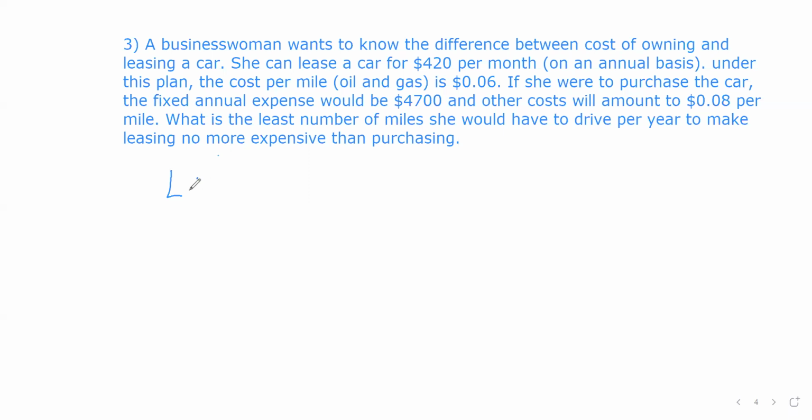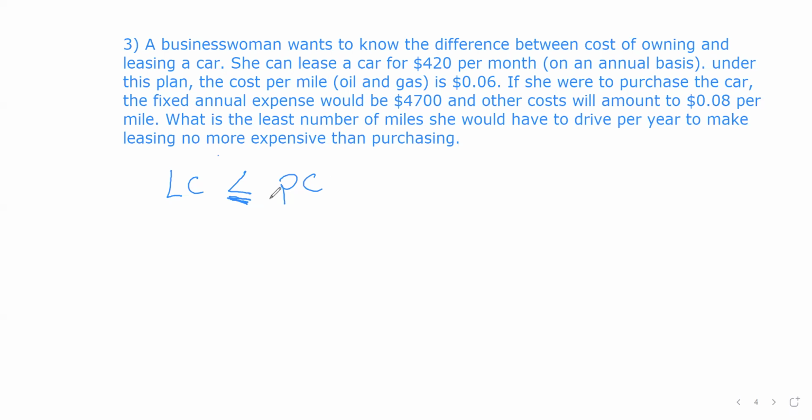So leasing cost should be less than, shouldn't be more expensive, but it can be equally expensive. All right, no more expensive means they can be equal, but it shouldn't be more. So leasing cost should be less than or equal to purchasing cost, basically. No more expensive than purchasing. Leasing cost should be less than or equal to purchasing cost.